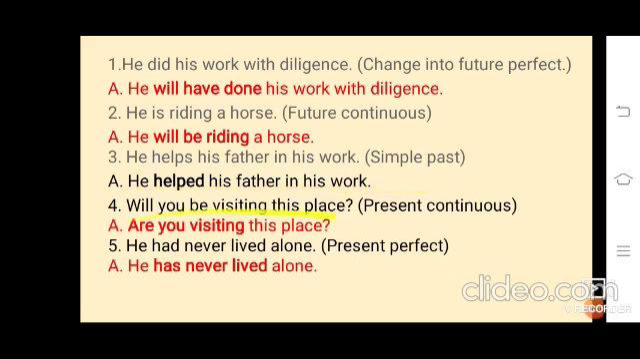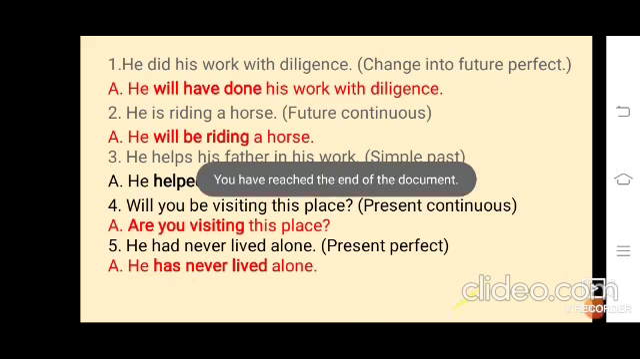Number 4, will you be visiting this place? So it's an interrogative statement, but the verb is will be visiting. This you have to change to present continuous. We are talking about you, so I'll be using are. So it is are you visiting this place, and a question mark. Next, number 5, he had never lived alone. So had lived is the verb in the question, that you have to change to present perfect. Present perfect will be has or have, because it is he, we'll be using has. So it is he has never lived alone.